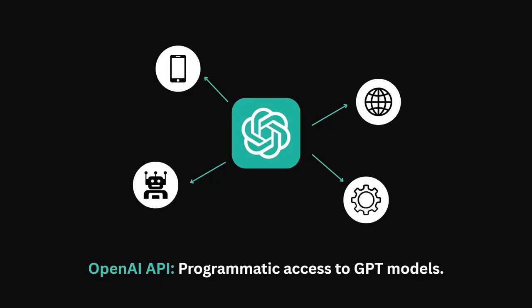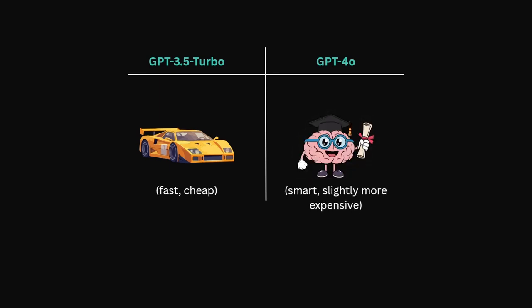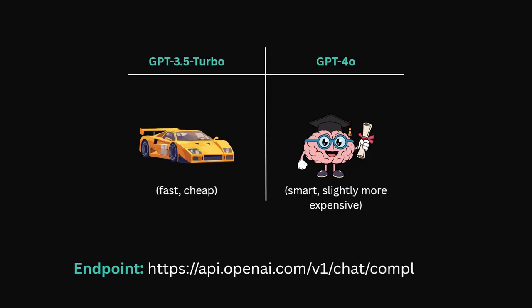To use the API, you need to know two things: endpoints and models. An endpoint is the web address you use to send your requests, usually the chat completions endpoint. The model is the specific brain you want to use. GPT-3.5 Turbo is incredibly fast and cheap, perfect for simple tasks. GPT-4 is the powerhouse. It costs more, but it handles complex logic, deep reasoning, and nuance. You choose the model that fits your budget and your project's needs.